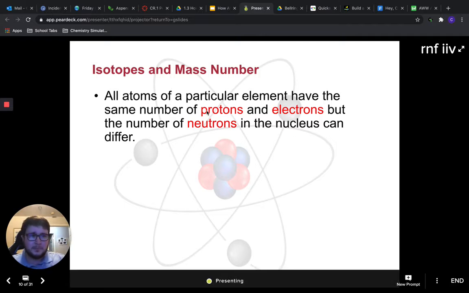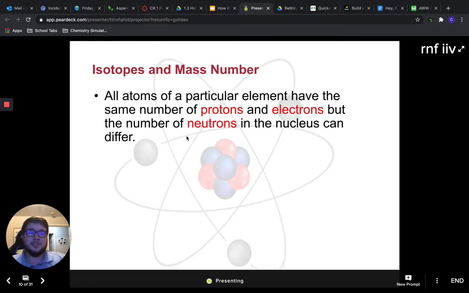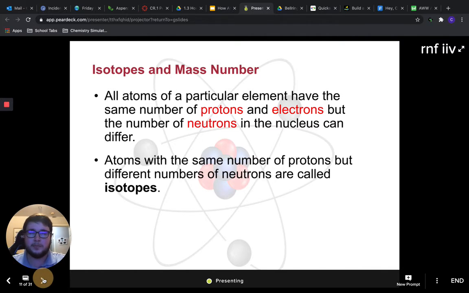Okay? So all atoms of a particular element have the same number of protons and electrons, but the number of neutrons in the nucleus can differ. So I can have 6 neutrons in my nucleus for carbon, I can have 7, or I can have 8 even. Okay, this is where the differences come in. This is where I get different versions of the same element, whenever I have different numbers of neutrons. Alright, so atoms with the same number of protons but different numbers of neutrons are called isotopes.